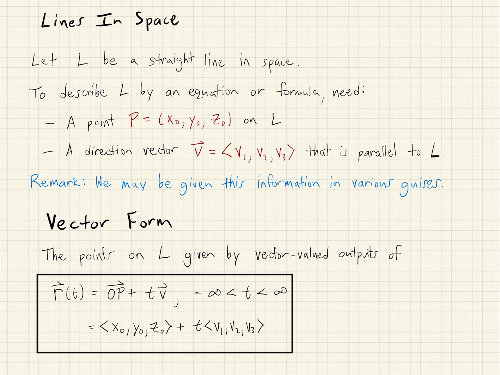Now, for the second equation down here, all we're doing is taking the components of the vector OP. Since OP runs from the origin to P, in component form, its components are just the coordinates of P. And then we've just thrown in over here the components for v, which is how we had initially described v, as a vector having these components.